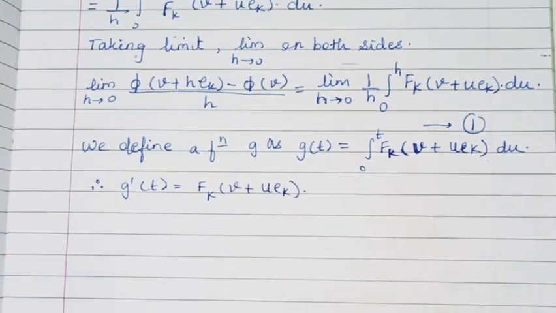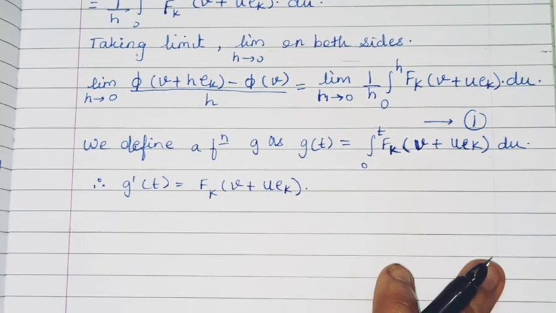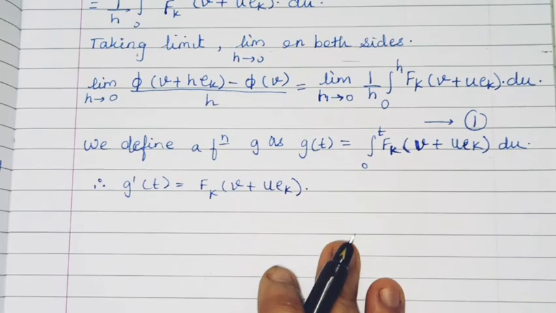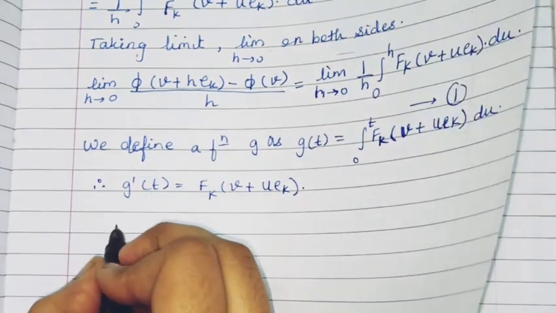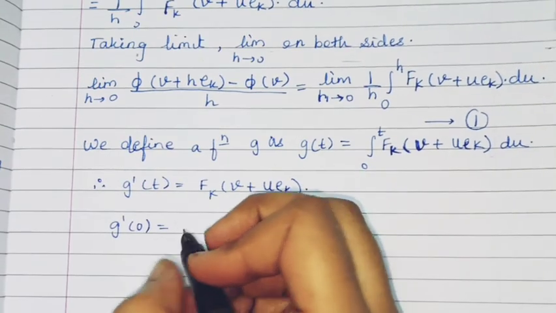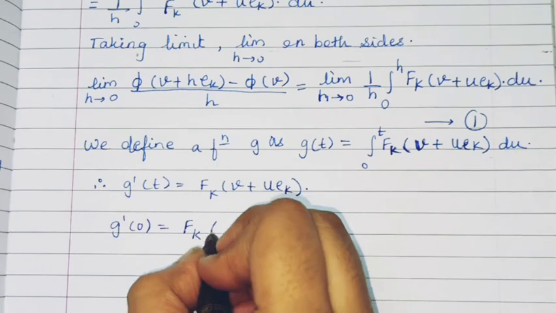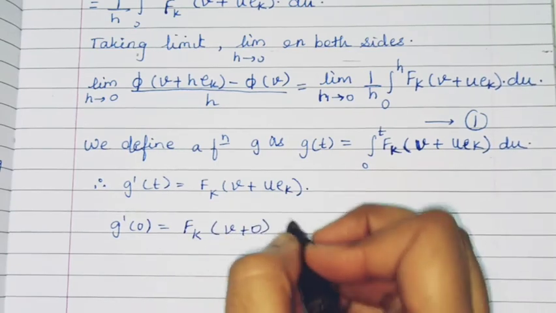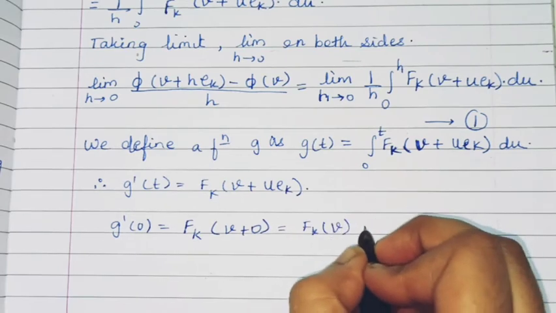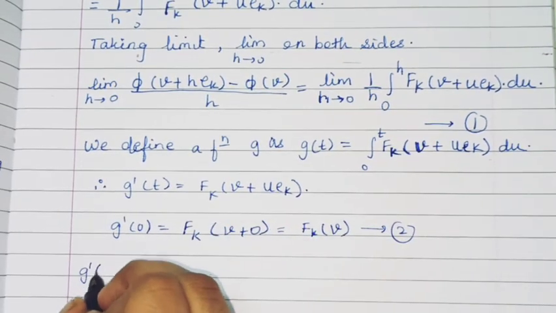Now we will find the value for t is equal to 0. So we get g dash 0 is equal to fk of v plus 0. That gives us fk of v. Let us name this as equation 2.